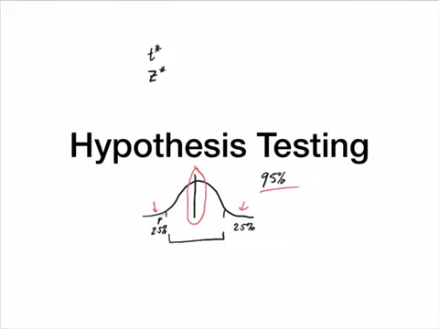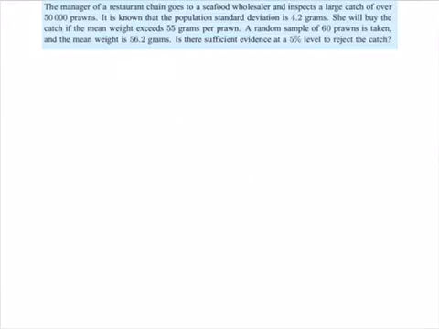Sometimes we do a two-tailed test like this one where we have things on both ends. Sometimes we do a simple one-tailed test. I'll show you some examples of those as we go forward with the lesson today. So let's move straight into it. We've got our first example here, and I'll try to introduce you to each of the steps that we need to follow when we're doing a hypothesis test.